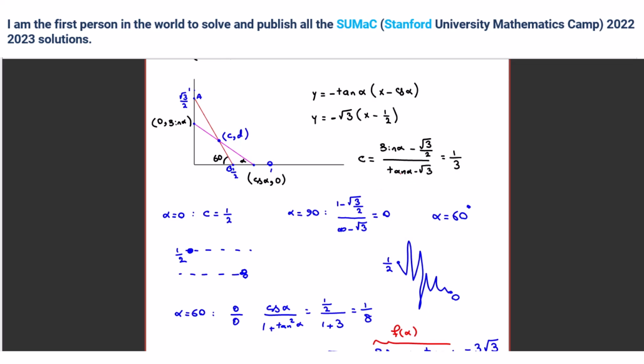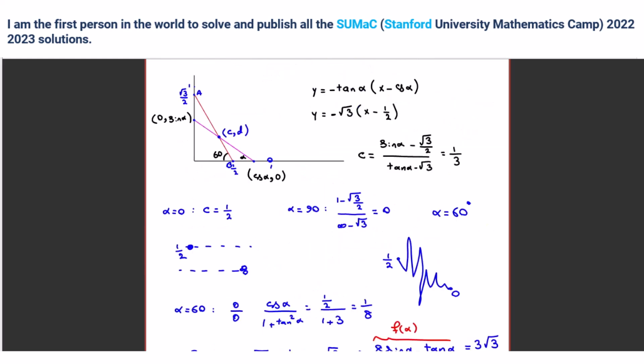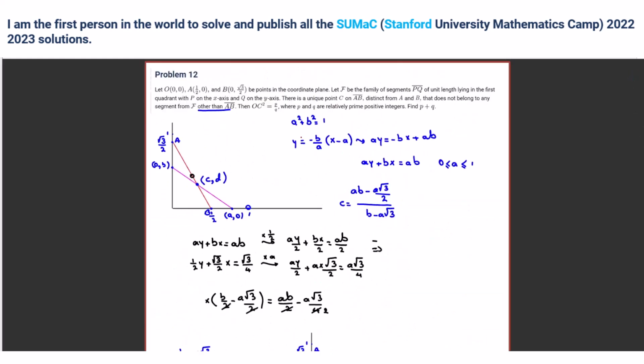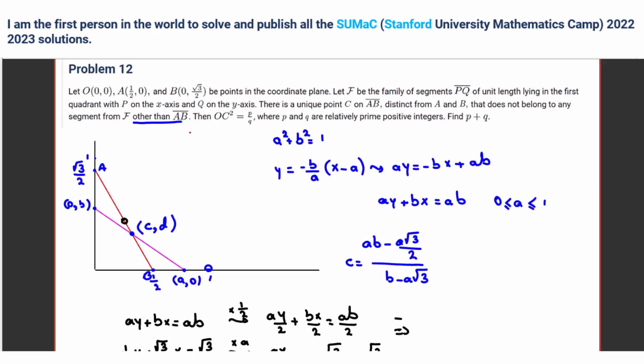Okay, so alpha 60 is the only value that can reach 1/8. But alpha 60 is not possible here, because when alpha is 60, it will be this line. We cannot use this line, which is 60, so we cannot cover 1/8. So C is 1/8, right? Okay, so that C is different from this C. The big C is 1/8 and what? 3√3/8.